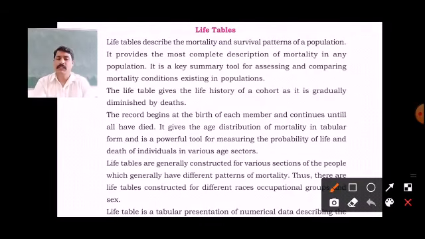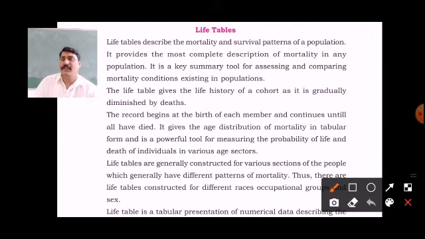Dear students, in the last classes we learned fertility rates: CBR, ASFR, GFR, TFR; growth rates: GRR, NRR; and mortality rates: CDR, ASDR, STDR, IMR, NMR, and MMR. So these are the certain rates which we learned. One more important topic, the life table, we are going to learn today.